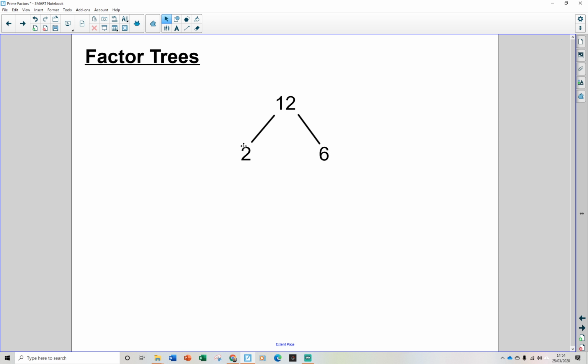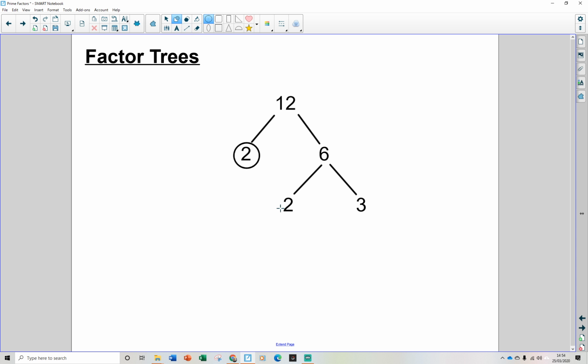And then I look and see if any of these are prime numbers. And I can see that one of them is. 2 is a prime number. I'm just going to pop a circle around that. And I know that I've reached the end of that branch of the tree there. But 6 is not a prime number. 6 can be broken down further. We've just discovered that 6 can be made of 2 times 3. So I need to continue my tree a little bit further. It has another 2 branches, and 2 and 3 are factors of 6.